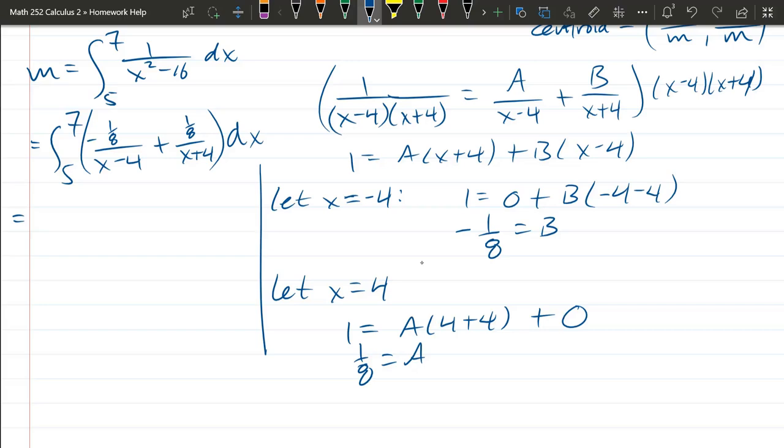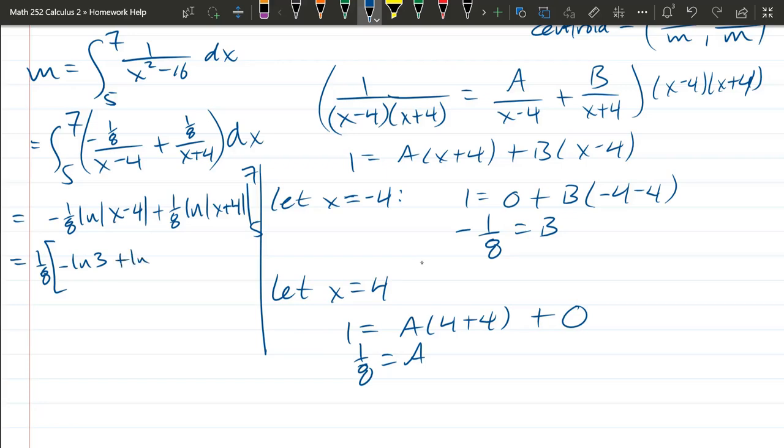So I'm going to take the antiderivative now. One is 1 over x minus 4, the other one is 1 over x plus 4. So it's negative 1/8 ln absolute value of x minus 4. I'm doing this pretty quick because you should have done enough antiderivatives now that these are not a big deal. Lots of vertical lines from 5 to 7. Okay, we could factor 1/8 all the way out. Plugging in 7 first: negative ln of 7 minus 4, which is 3, plus, and again, I took the 1/8 out, but the first ln still has a negative coefficient.